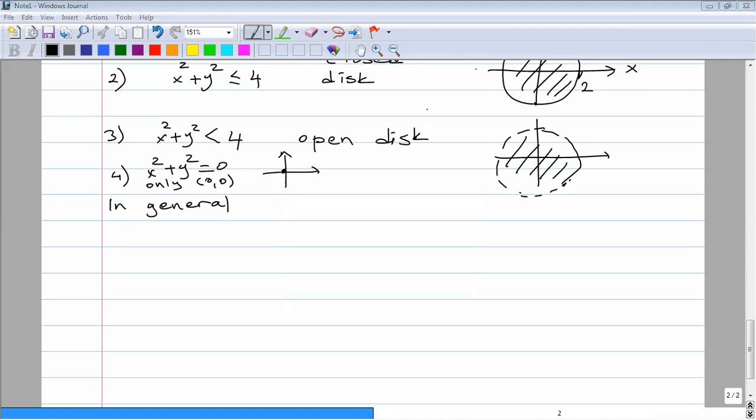Of course, if you have a negative number, then it's the empty set. There is no such point where x squared plus y squared is equal to a negative number. So in general, the area of the closed disk is equal to the area of the open disk because the circle itself has no area.